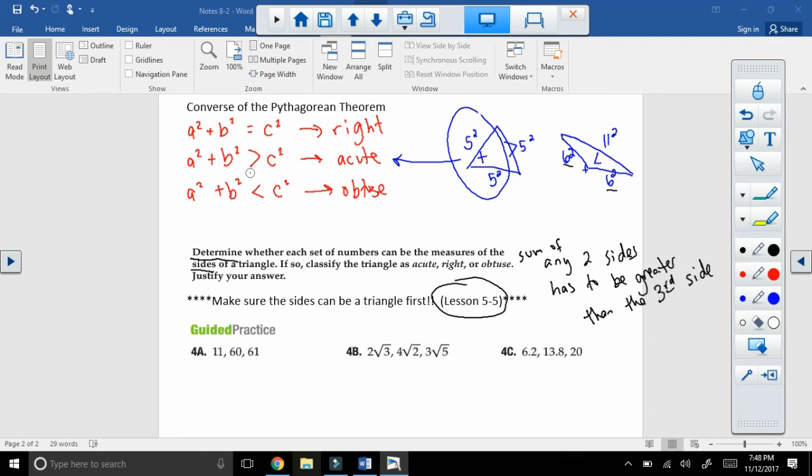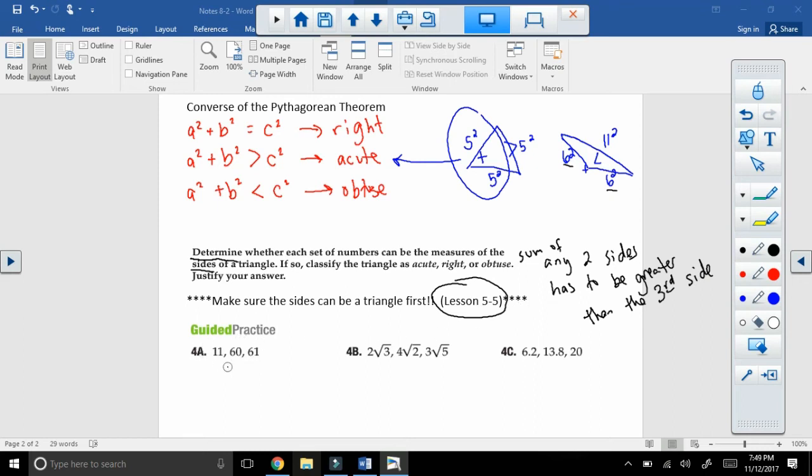And that is not talking about when we're squaring the sides, because when we're squaring the sides, they could be equal or they could be less than. But just when you add them up before you square anything, any two sides have to be greater than the third side in order to make it a triangle. Again, that was lesson 5.5 if you need to refer back to that.